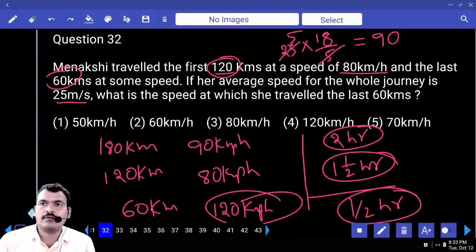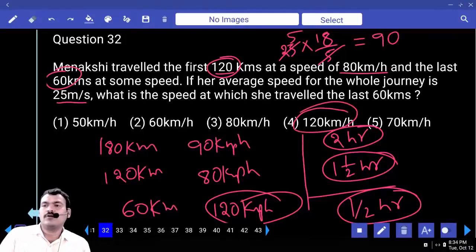Okay. What is the first case? 1.5 hour. But total how much? 2 hours. Out of 2 hours, 1.5 hour are complete. What is the remaining value? Half an hour. In half an hour, how much distance is covered? 60. But we require speed, which means distance by time or not? 60 by 1 by 2. 120 or not? In half an hour 60 is covered, so in 1 hour how much can be covered? 120 or not? Nothing but the speed value is how much? 120 kilometers per hour.